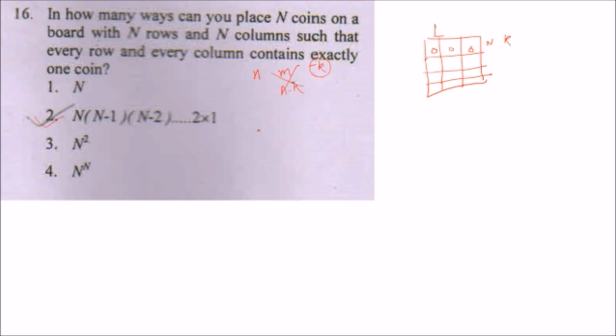So no need to complicate it much here. As the number of rows and columns are equal, we will directly take the permutation formula, which is n into n minus 1 into n minus 2, and likewise.